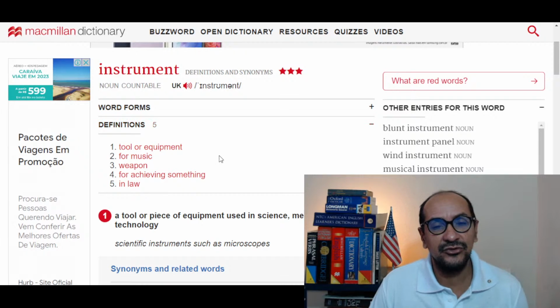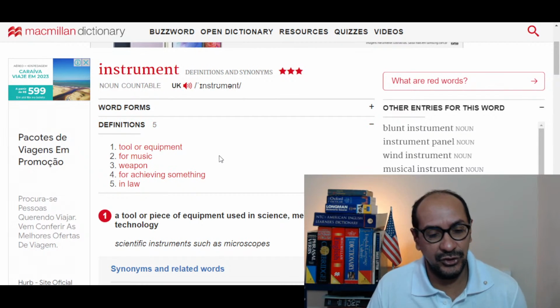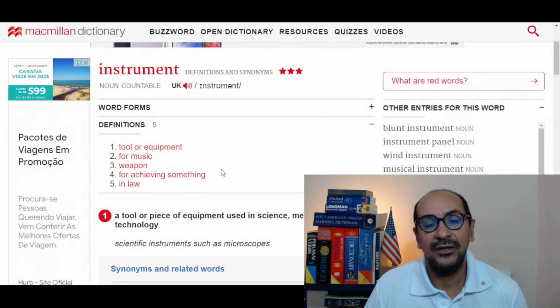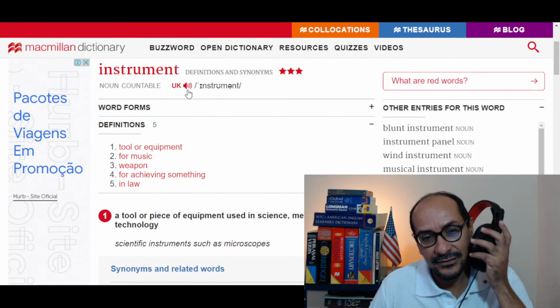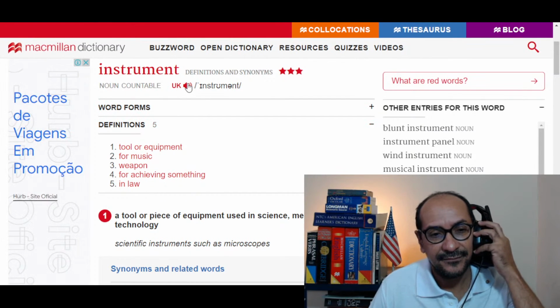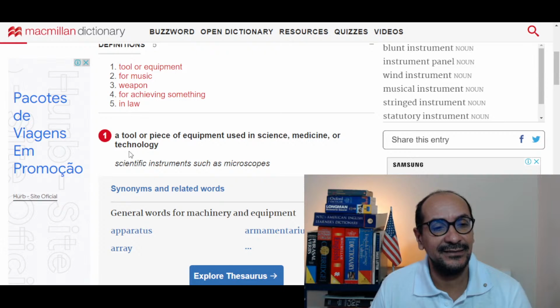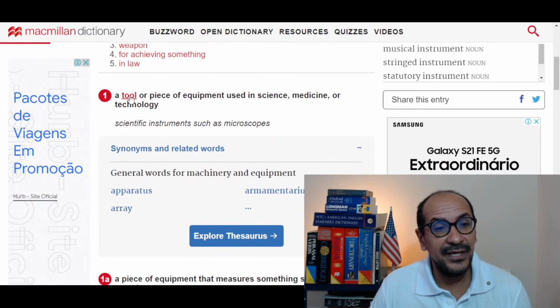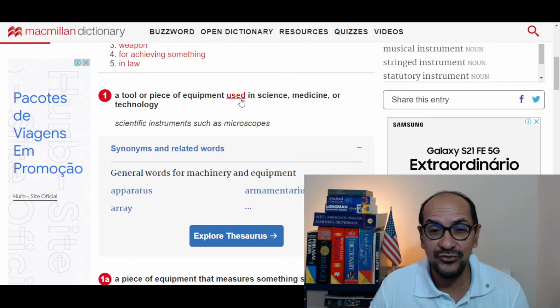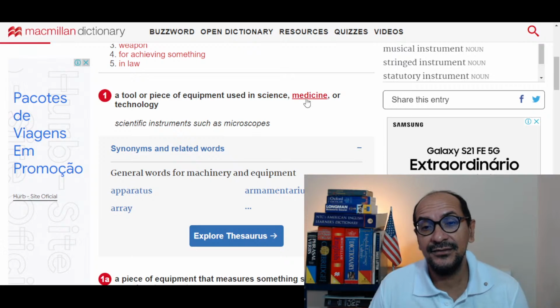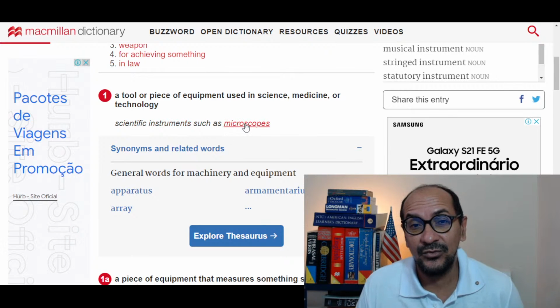So you don't say it like this. You say instrument. You go loud, and then you go lower. So it sounds like this. Instrument. And then again we have the explanation for it, etc. Here we have words like equipment, used in, because it's very related to Portuguese, science, medicine, technology. Down here, scientific instruments, microscopes, and it goes on.